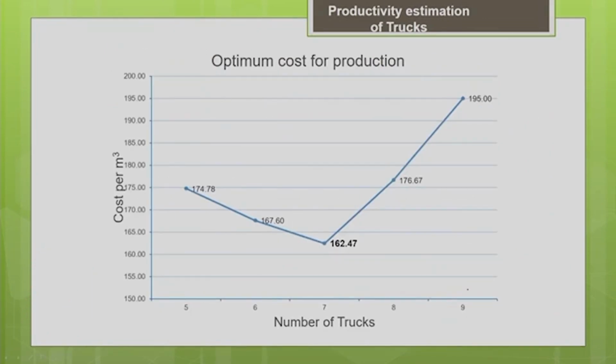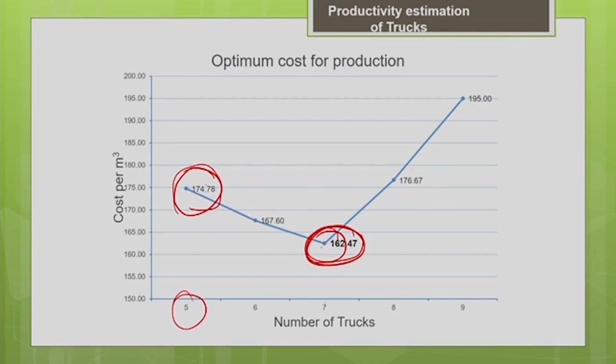Okay. So, graphically you can see this. When the number of trucks is less, your unit production cost is higher than the optimum value. You can see the optimum value is for 7 trucks, where the unit production cost is 162.47. But when you go for 5 trucks, you can see that the unit production cost is higher than the optimum value.